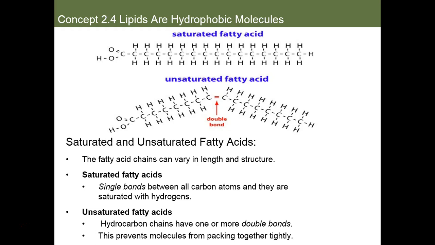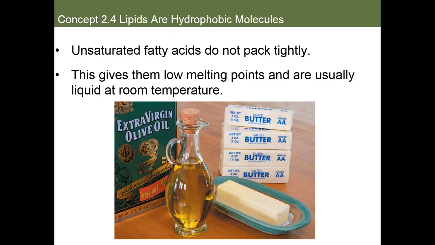As you can see in the top picture, this is a saturated fatty acid. All the carbons have single bonds with all the other atoms. The bottom picture is an example of an unsaturated fatty acid. There is a double bond between two carbons. This can make the fatty acid chain less dense since it will have less hydrogen. Unsaturated fatty acids do not pack tightly together. This gives them low melting points, which allow them to be liquid at room temperature.